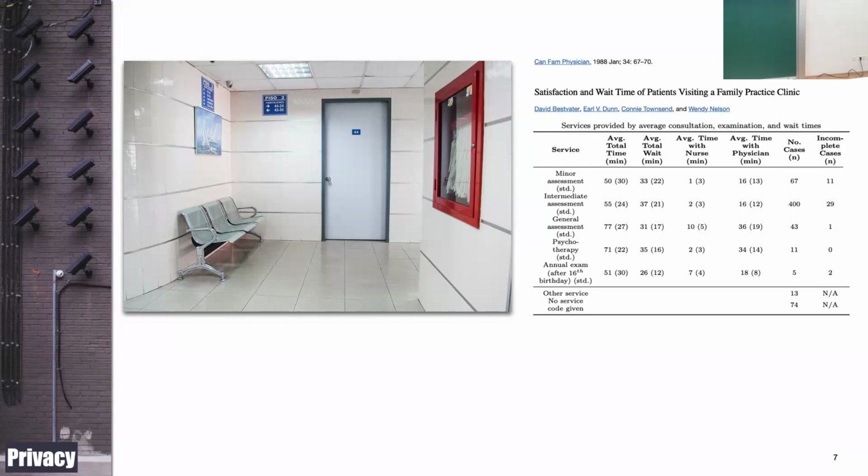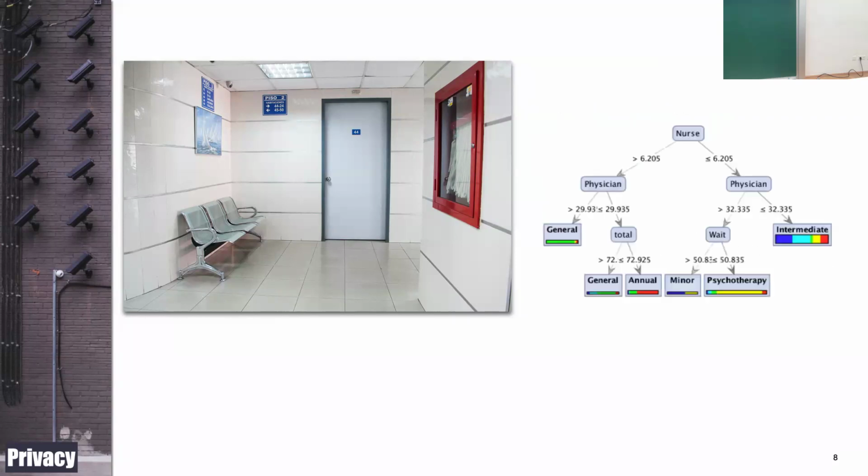From the 90s. Now you can take this input data set and train a very simple decision tree. And you could see from this decision tree that if you are going to that hospital and you spend very close to 5 or 6 minutes with the nurse and then about 30 minutes with the physician, with high probability you are going for a psychotherapy session.